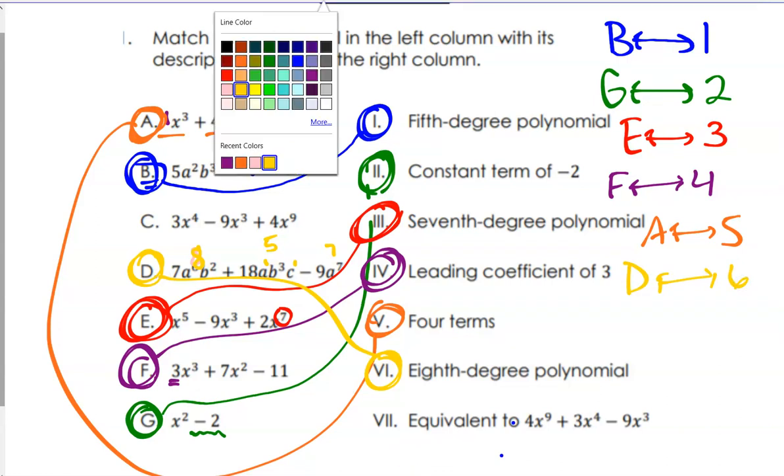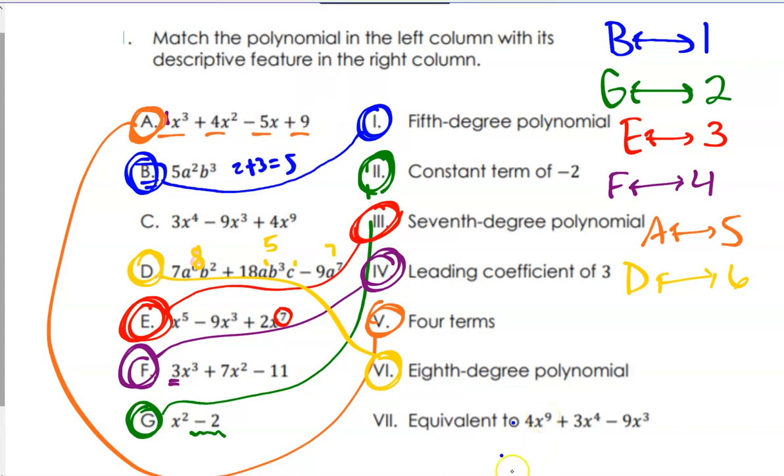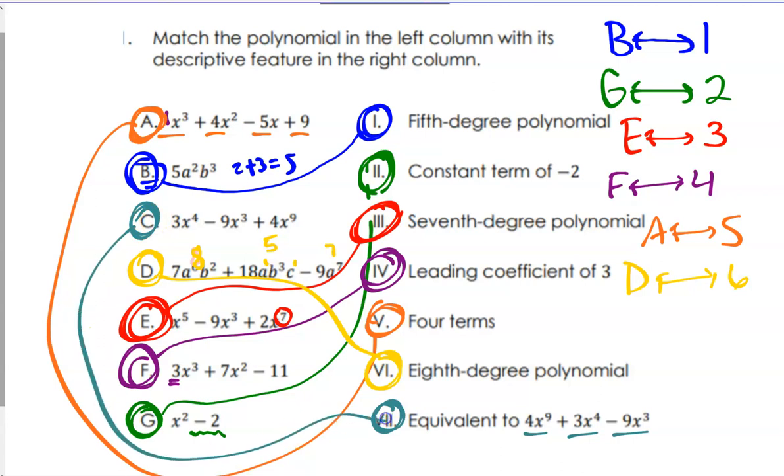And then the last one, we already know what matches, but we're just going to double check it just in case. You never know if you made a mistake early on, so it's always good to check yourself. Equivalent to 4x to the 9th plus 3x to the 4th minus 9x cubed. So what looks like they've done is taken C and written it in standard form, so let's just make sure. My highest degree is 9, so 4x to the 9th comes first. My next degree was 4, so my next term should be 3x to the 4th. And then we end it with my lowest degree of 3, which is negative 9x cubed. So C and 7 are going to match.